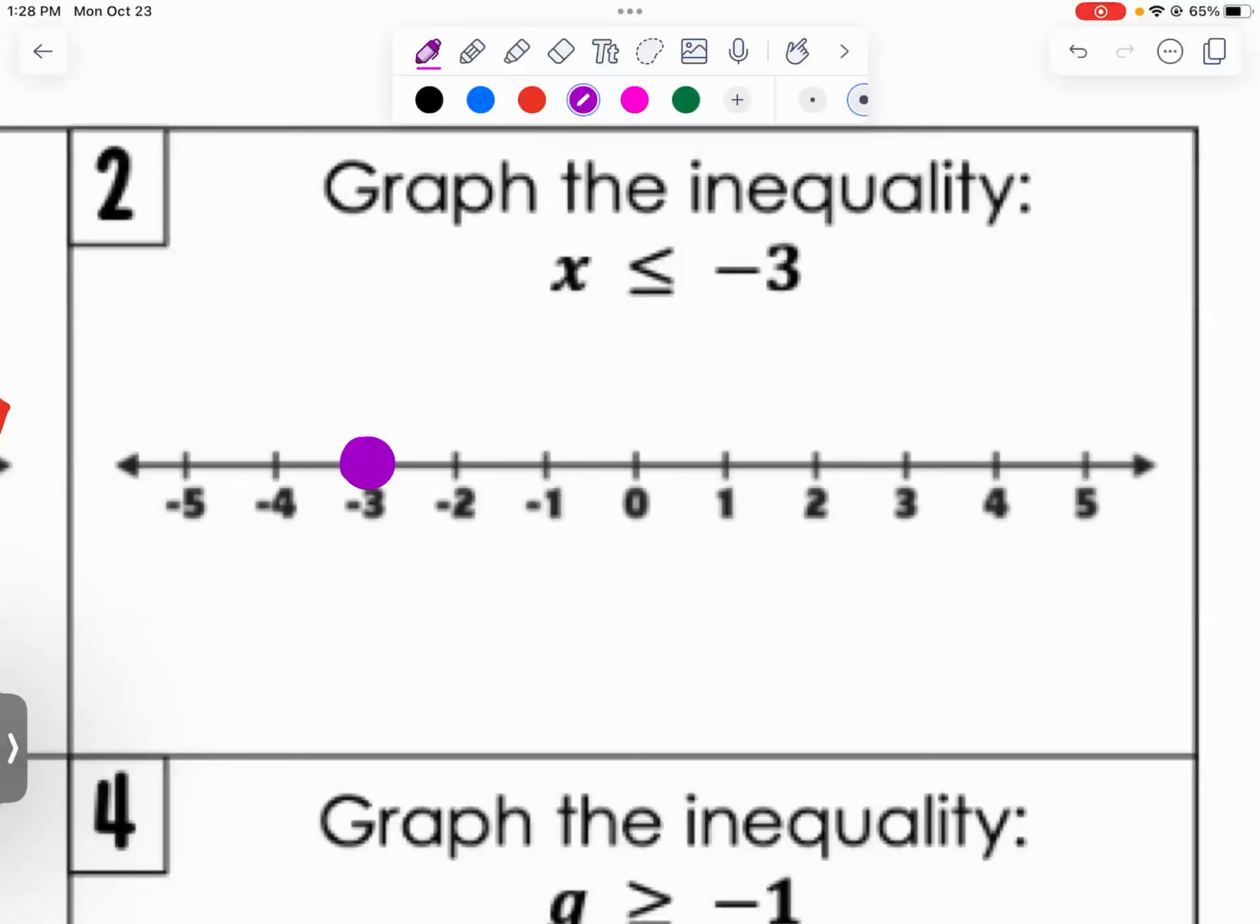Okay, so Jacob, this says x is less than or equal to -3. Which numbers are going to be less than -3? Do we need to shade towards 0 or do we need to shade towards like -5? Which numbers are less than -3? But it's also equal to. Right, but I want to know which ones are less than. Is 3 less than -3? Okay, but also numbers that are less than. So which numbers are less than -3?